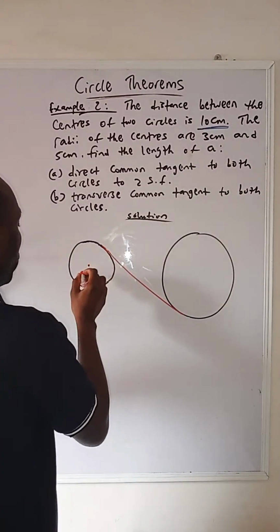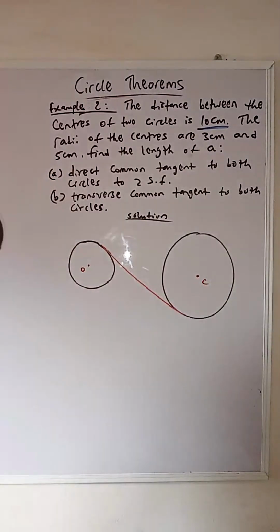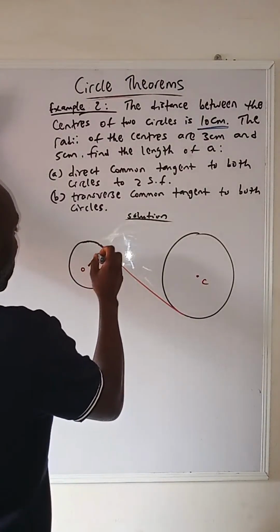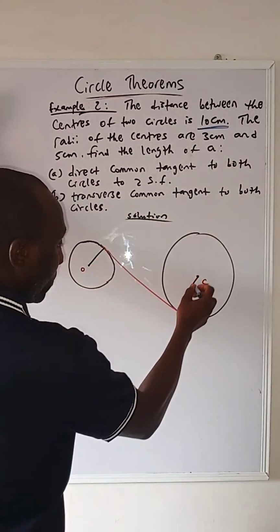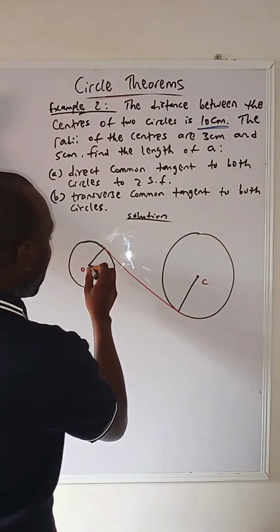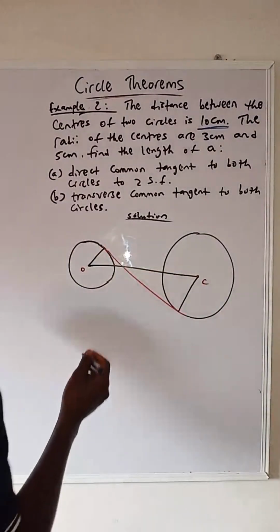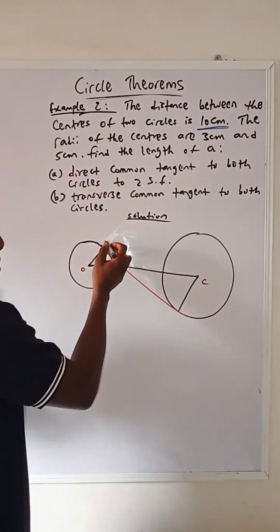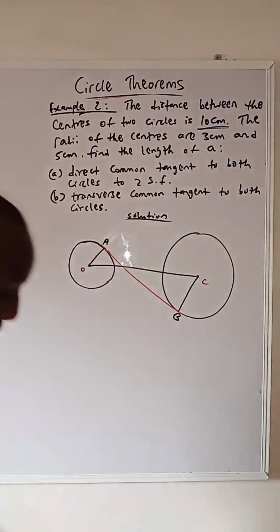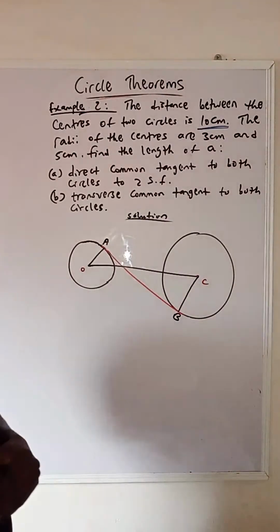This is the center. I think we called this O and this C, but it doesn't matter since we are redrawing it. All right, now this is the radius. This is the radius, okay? And this is the distance between the two. Let's call this A and B. This is A, this is B.